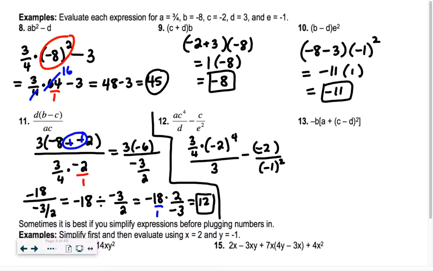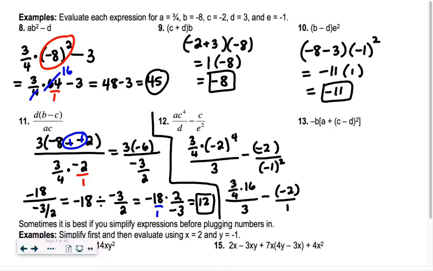So -2 to the 4th. So who can tell me? -2 times -2 times -2. What do we get when we do -2 multiplied by itself 4 times? 16, right? So 2 times 2 is 4. The other 2 times 2 is 4. And 4 times 4 is 16. So we got 16. So we're going to do 3/4 of 16 over 3 minus the -2 over 1.